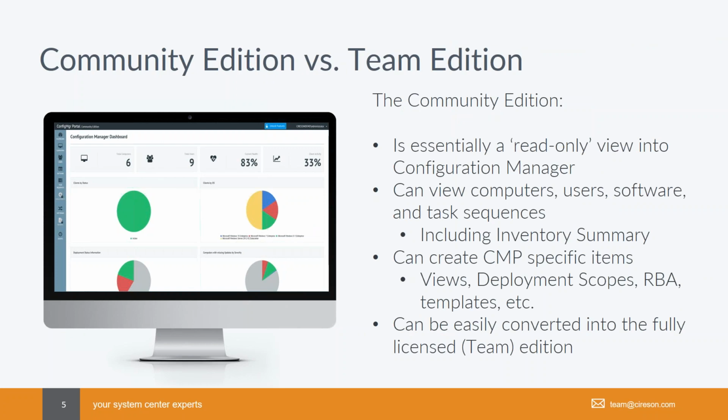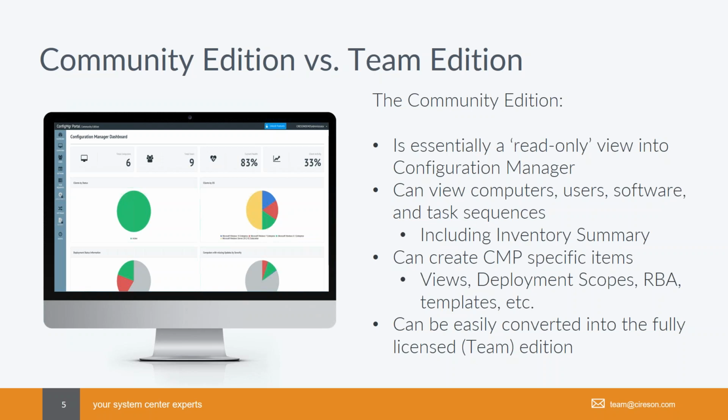A number of you may have downloaded the Community Edition from our website. The Community Edition is, in essence, a read-only view into your Configuration Manager environment. It will let you view information from Configuration Manager, such as computers, specifically Configuration Manager clients, the configuration of those clients, what software you have targeted to them, inventory summaries, so the hardware and software, and patch status attributes of those clients. Same thing for users, and the ability to see what software you've created in the Configuration Manager environment, including task sequences.